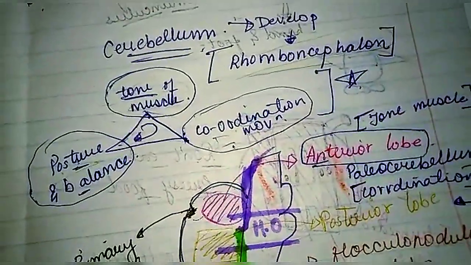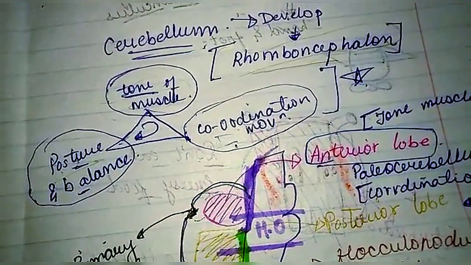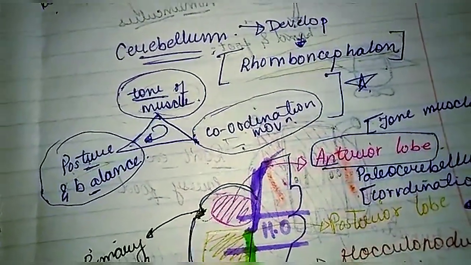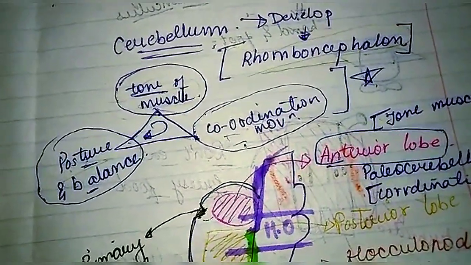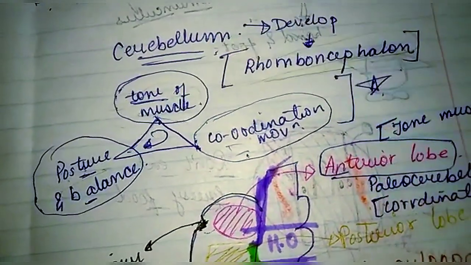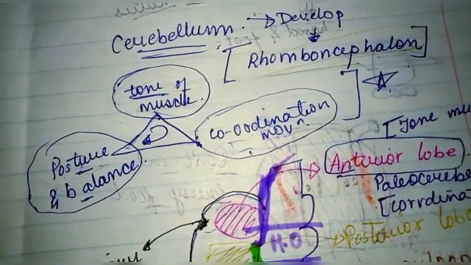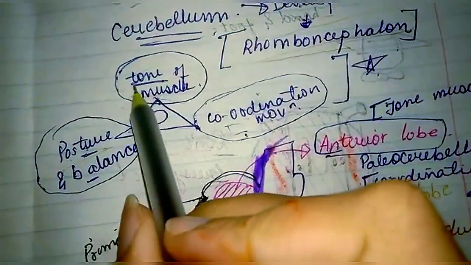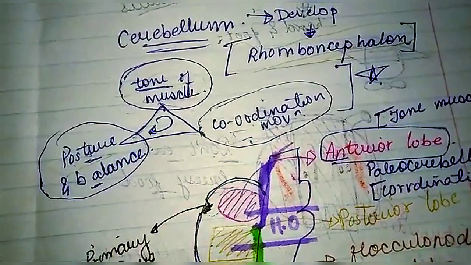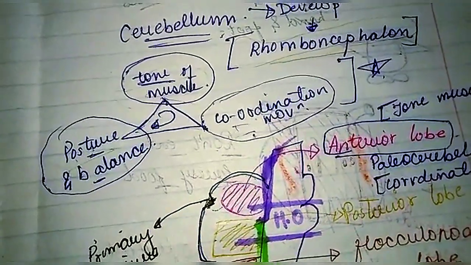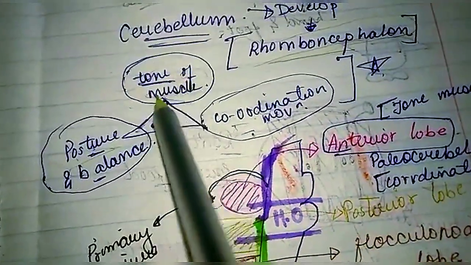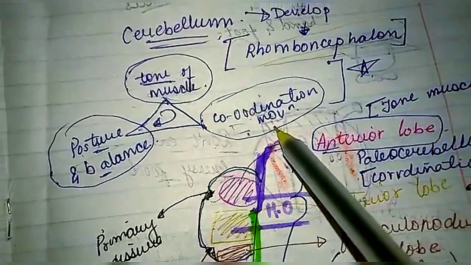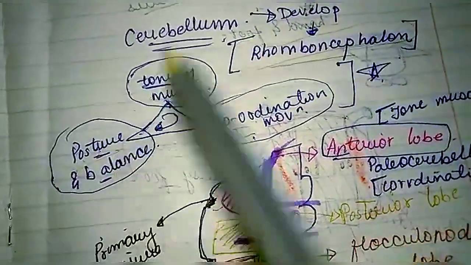The things that you have to remember in cerebellum, if you don't know the nucleus, its morphological structure, it's okay, but you must know three things about cerebellum that are most important. The first thing is tone of muscles. Actually it depends on their function. So the first function of a cerebellum is tone of muscles. Second is coordination of movement, and third is posture and balance.